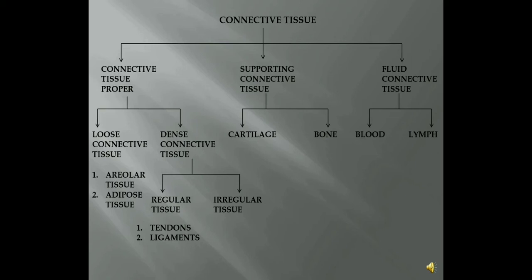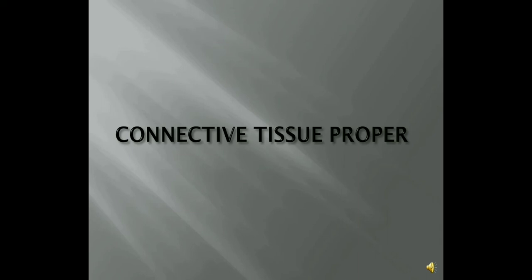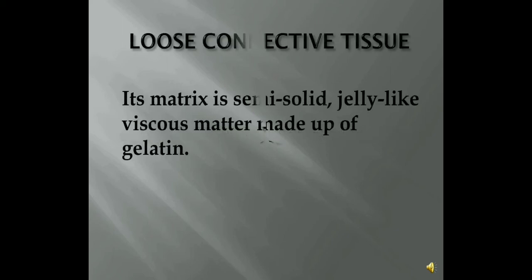Now amongst these three, we'll not study fluid connective tissue here in this class. In fact, we'll study the details of fluid connective tissue in Standard 12th in a chapter named Circulation. Here in Standard 11th, you will study about the details of connective tissue proper and supporting, or you can say skeletal connective tissue. Now let's start with connective tissue proper. In this, we'll start the details of first, that is loose connective tissue.